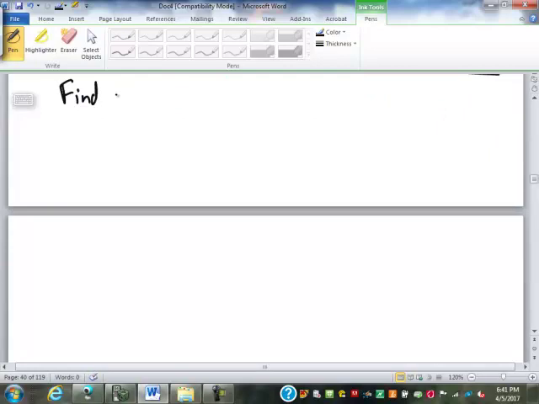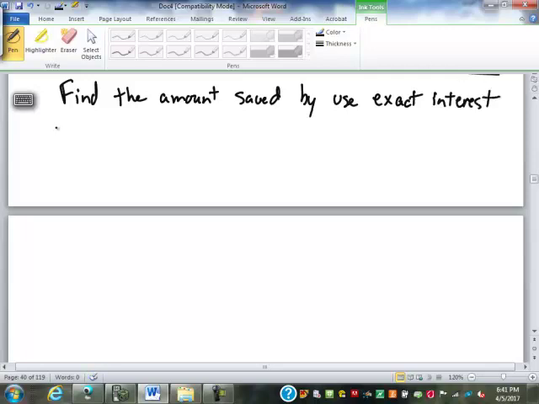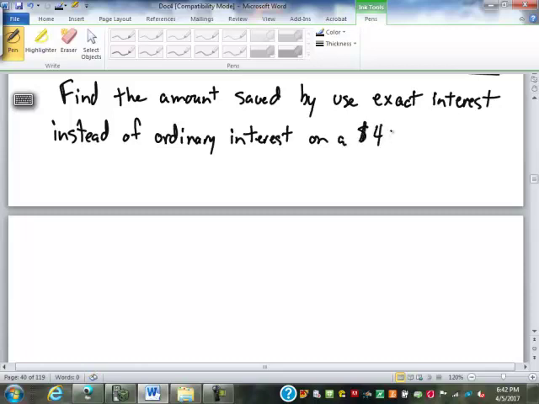Now this next one's going to be a little interesting. Find the amount saved by using exact interest instead of ordinary interest on a $4,600 loan at 9.3% for 105 days. I'm going to let you guys try that one quick and we'll talk about it in a minute.